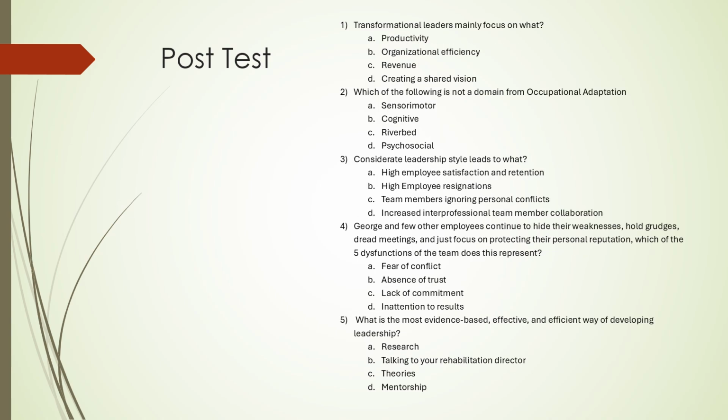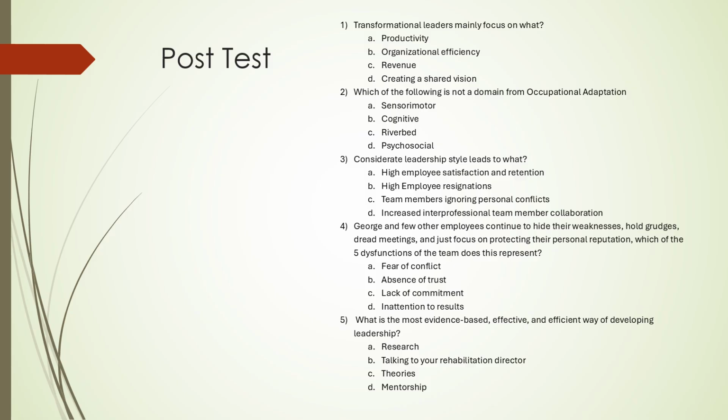Now, I know it says question number one, but this is question number six. Transformational leaders mainly focus on what? A, productivity, B, organizational efficiency, C, revenue, D, creating a shared vision. Question number 2, which of the following is not a domain from the occupational adaptation model? Sensory motor, cognitive, riverbed, or psychosocial?